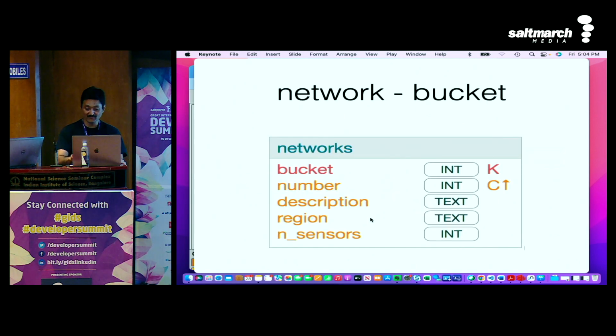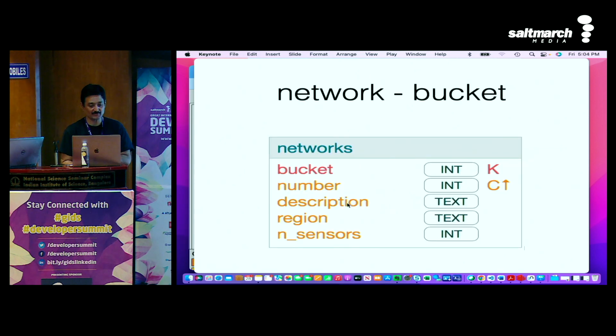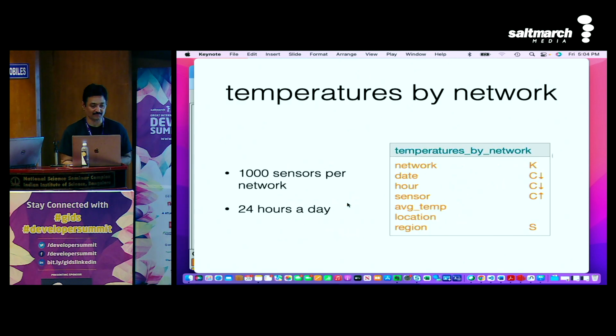Now, because the network has a small partition size, how about we put all the networks in one area? Let's say one city. You're putting all the city's networks in one area. That becomes the right amount of size. 100 networks are there. Yeah, that's one thing you have to do. That's why you're creating a bucket out of it.